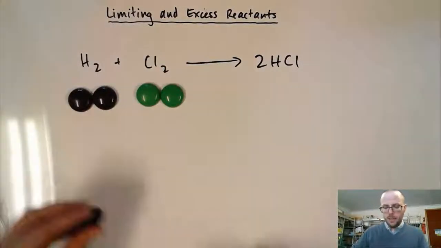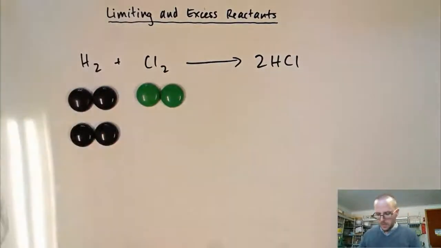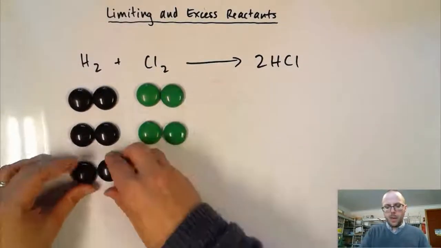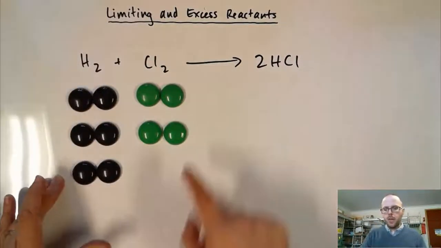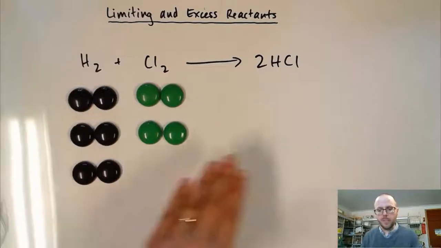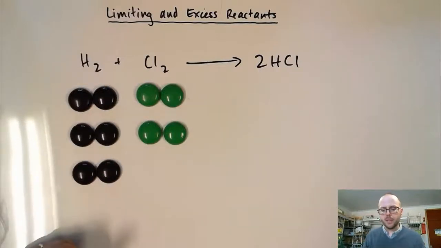But so let's say that I have 3 lots of H2 and 2 lots of Cl2. And now I've just got to decide, okay, which one's going to dictate how much product we make, which one's limiting, and which one is in excess.